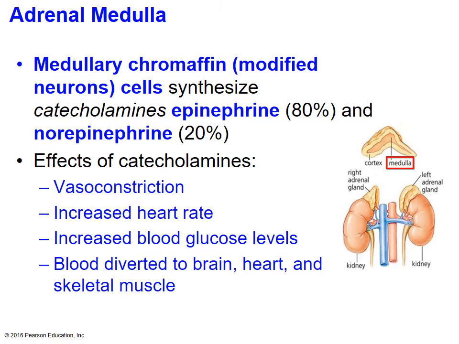Now, we call them neurohormones because inside the medulla we have what we call chromaffin cells. Chromaffin cells are modified neuron cells, and because these are the cells that will be producing and secreting the hormones, that's where the name neurohormone comes from. The hormones being secreted in the medulla fall in the category of catecholamines, and the ones that we're really interested in are going to be epinephrine and norepinephrine.